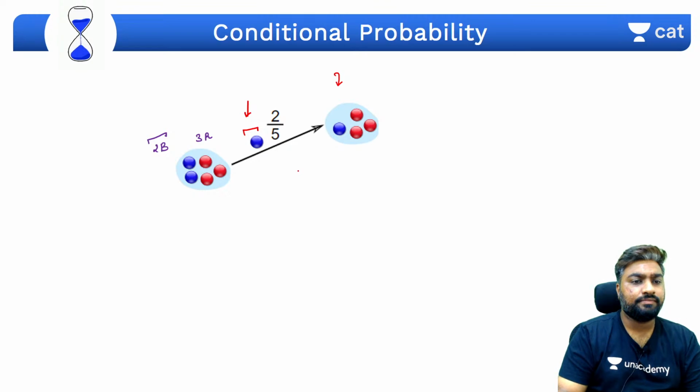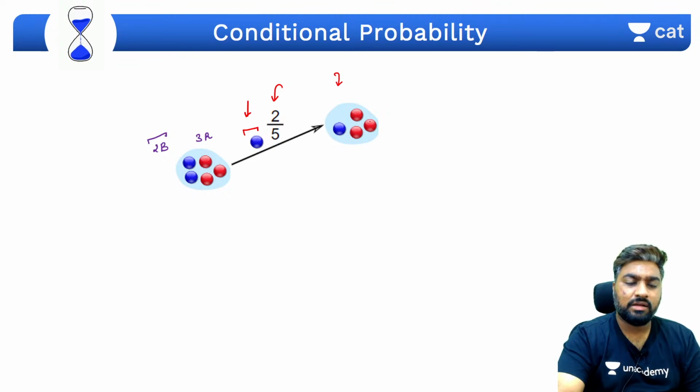Now when another ball needs to be picked up and that also has to be blue, what will be the probability? That after this ball being blue, the next one should also be blue. Are you understanding this? So what happens now? Only 1 out of 4 balls is blue, right?